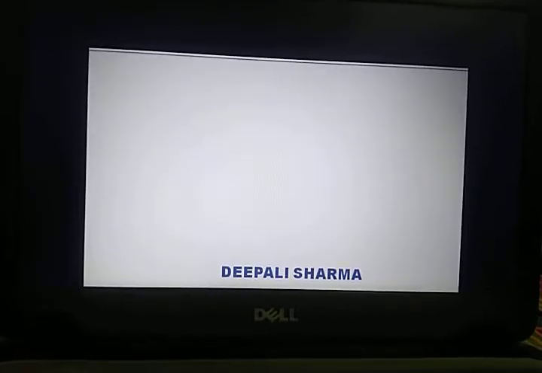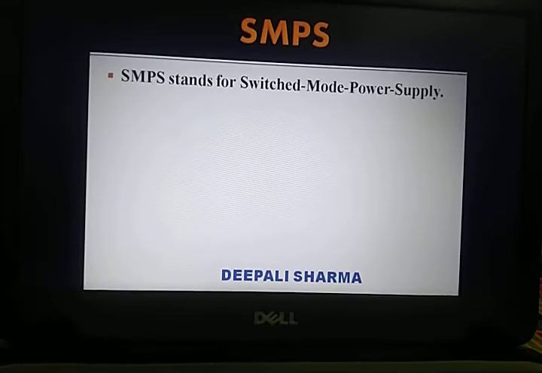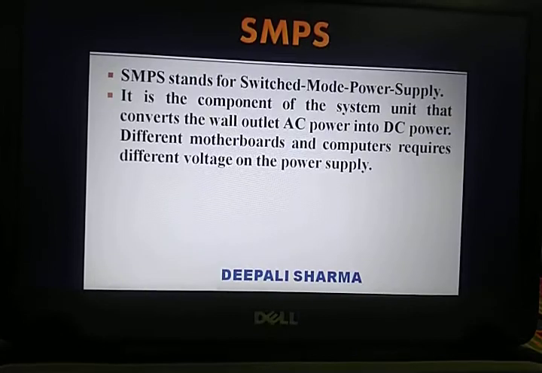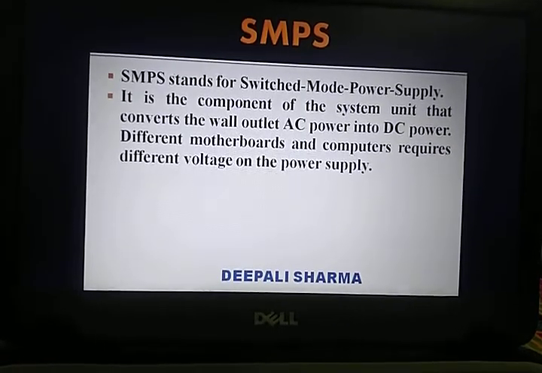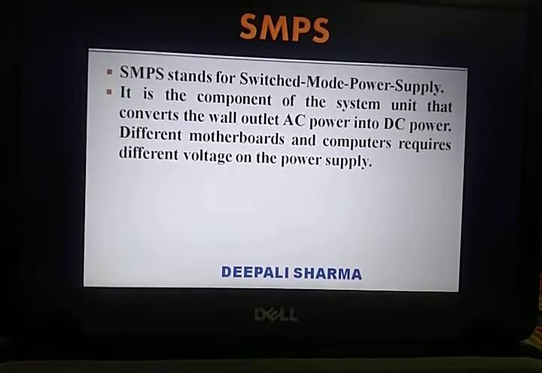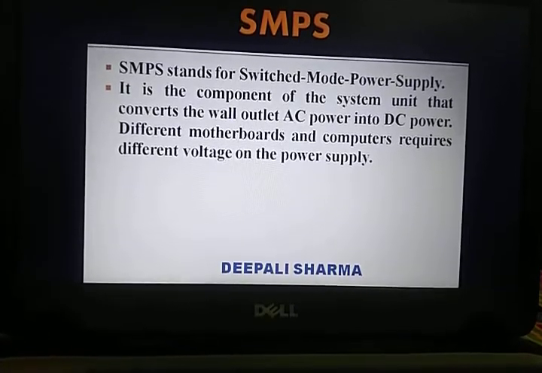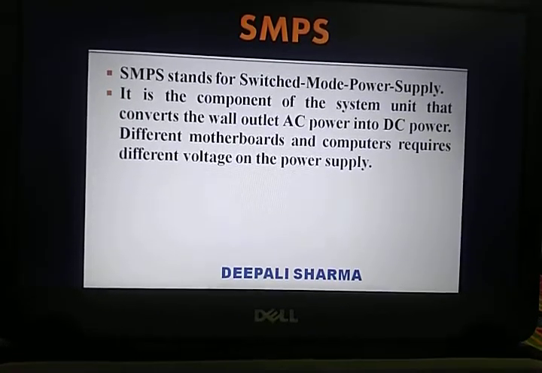Next topic is SMPS. Now what is SMPS? SMPS stands for switched mode power supply. It is the component of the system unit that converts the wall outlet AC power into DC power. Now what is AC power? AC means alternating current and DC means direct current. Again I am repeating, AC means alternating current and DC means direct current.